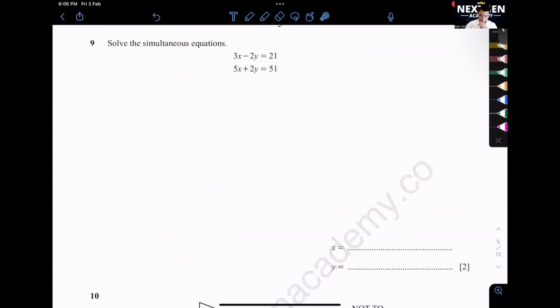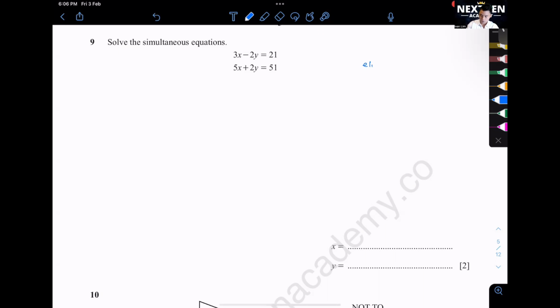Question 9. Solve the simultaneous equations. 3x minus 2y equals 21, 5x plus 2y equals 51. Which method will be better? You want to find x, you want to find y. I will do elimination also. Correct. Do all of you remember how to use your calculator to find it? Use your calculator first.